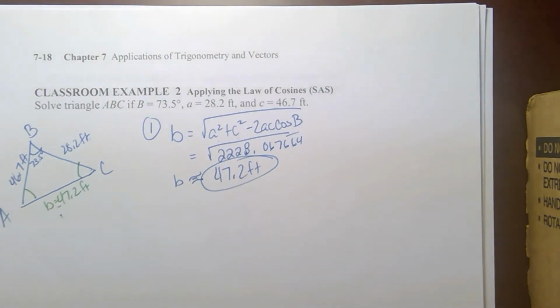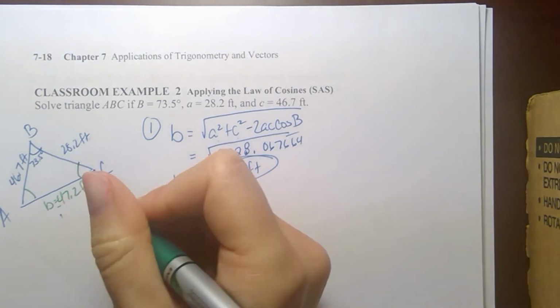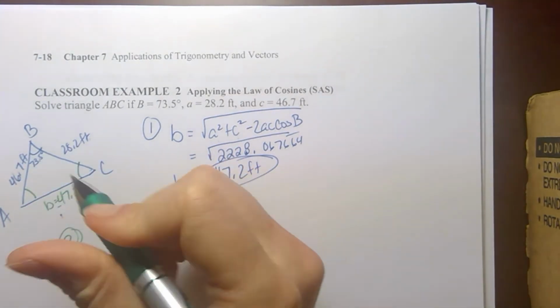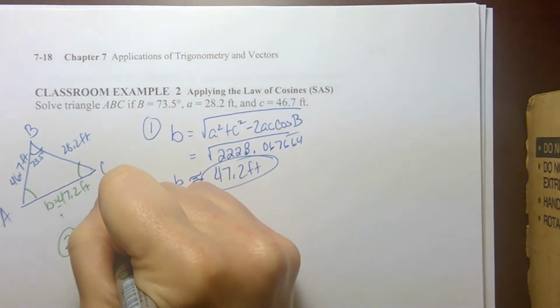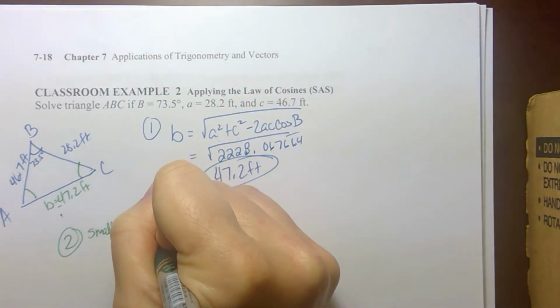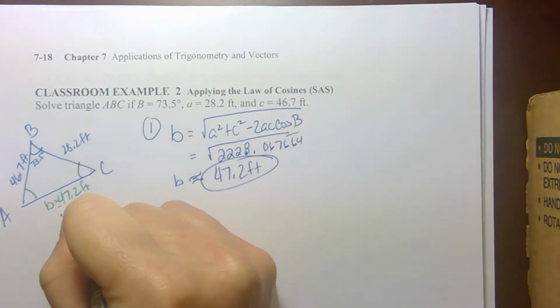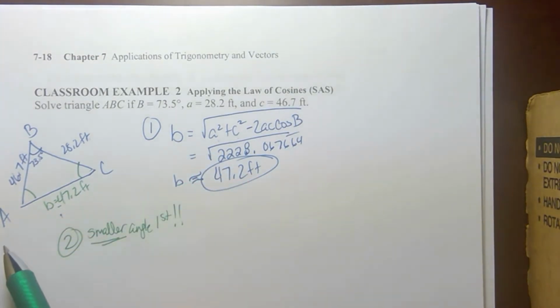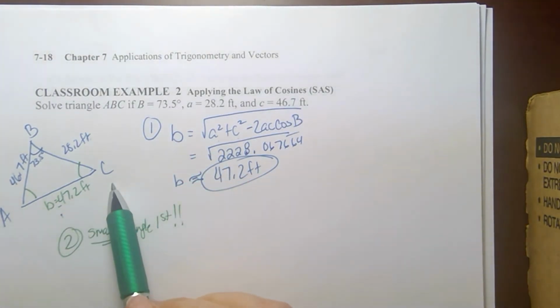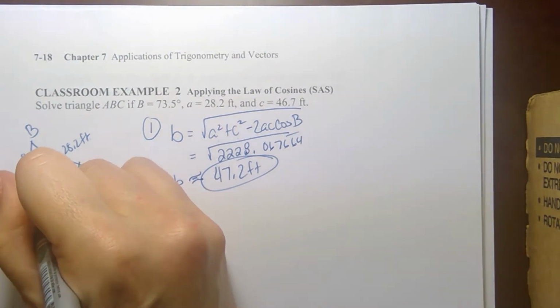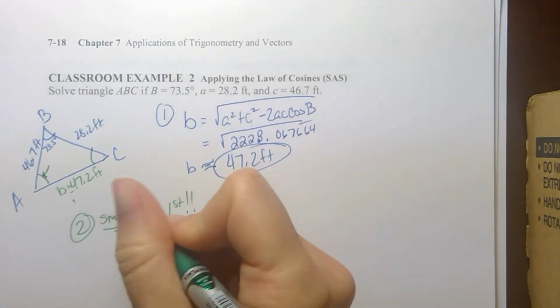To find one of them, I'm going to use the law of sines. To find the other, I'm going to use my angle sum theory. For law of sines, I need to use the smaller angle first. That's the one I'm going to look for, the smaller of the two. Which one of these two, A or C, is smaller? The smaller angle is opposite the shorter side, so the smaller angle is angle A.